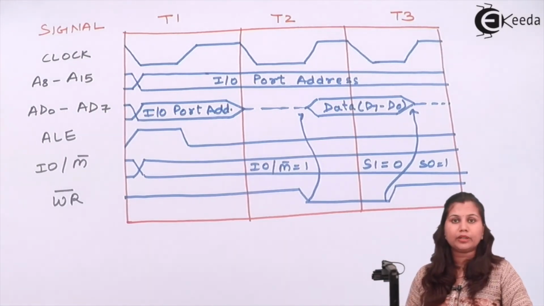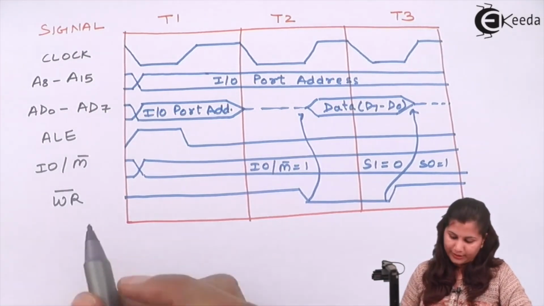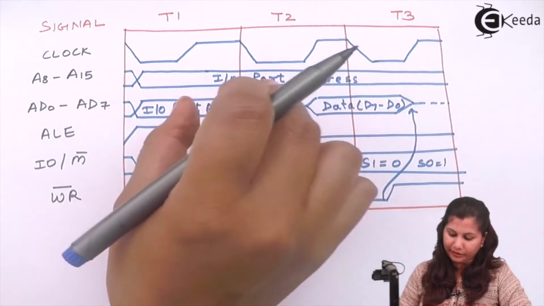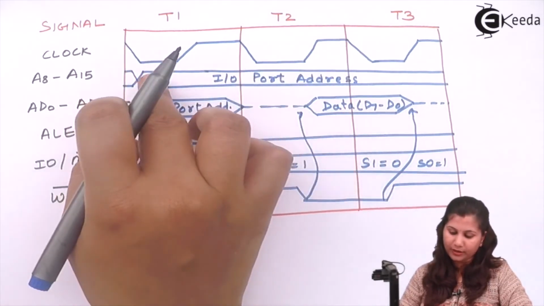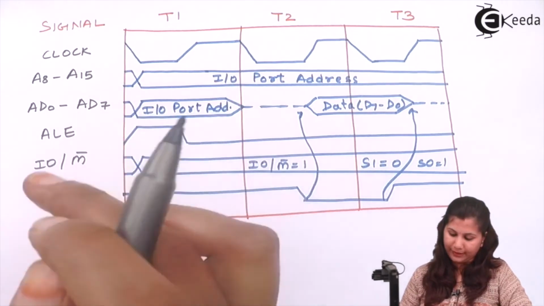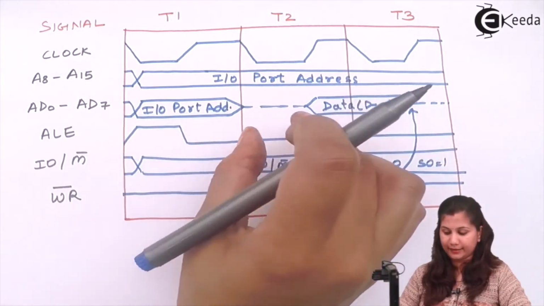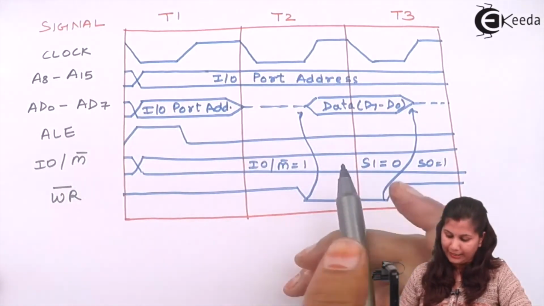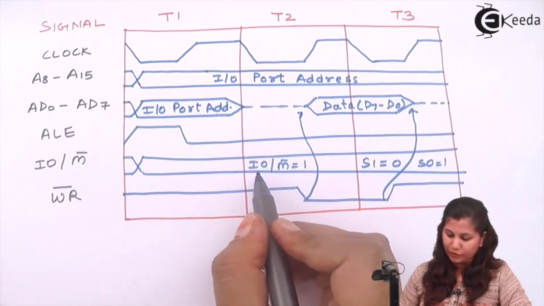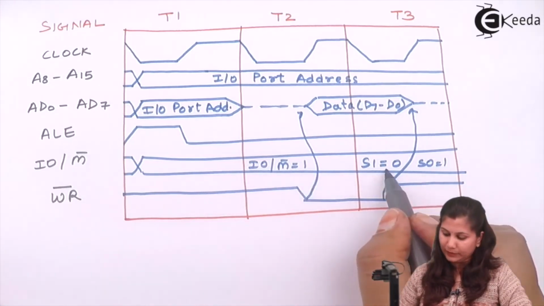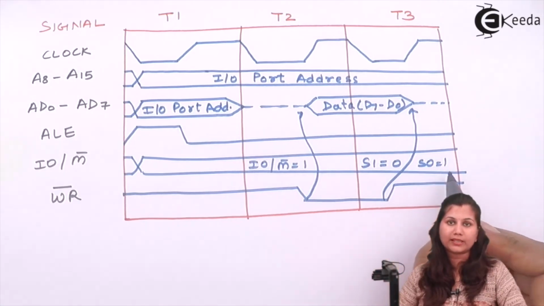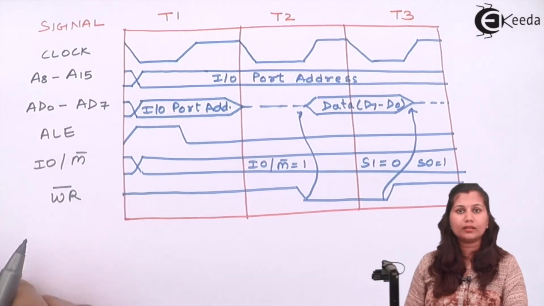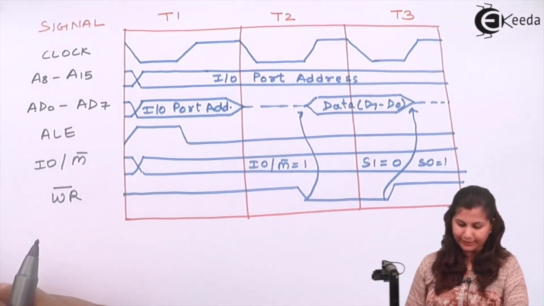So this is the input output write machine cycle. You can see that the write signal is low here. So whatever data is available here will be written into the port address which is on the higher order and the lower order address bus. This dashed line shows that in this period the bus is in the high impedance state, and because it is an input output operation, this signal is 1, and S1 and S0 are 0 and 1 because it's a write operation. So this is the timing diagram for the input output write machine cycle.